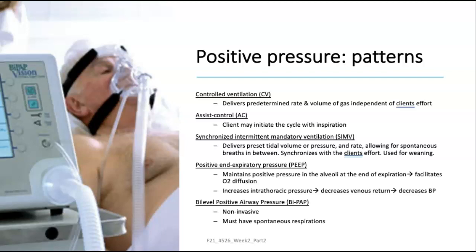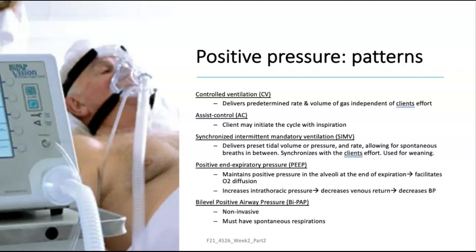Synchronized intermittent mandatory ventilation is a little bit different in that, yes, they do set a preset tidal volume or pressure, but it allows for spontaneous breathing in between with no work from the ventilator. Typically these are set lower than assist control, usually about 8 breaths per minute, and it is synchronized with the client's efforts. So yes, it will deliver 8 breaths a minute at a certain pressure and volume, but between the ventilator-delivered breaths, the patient is able to breathe spontaneously.